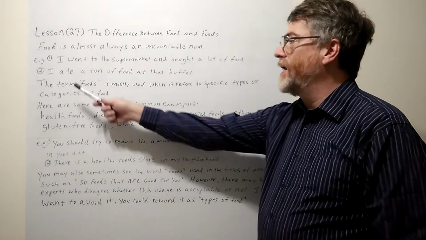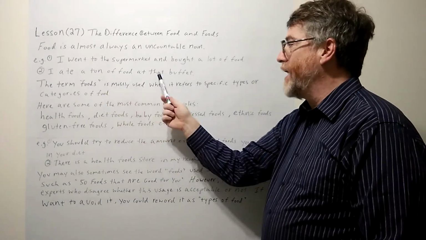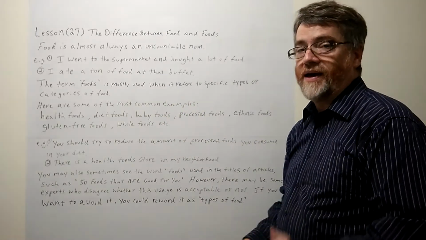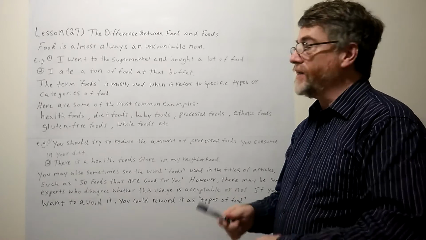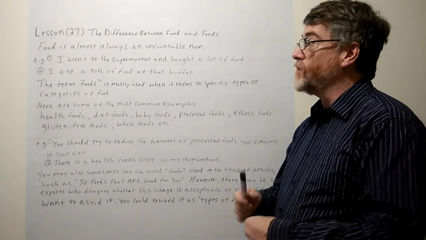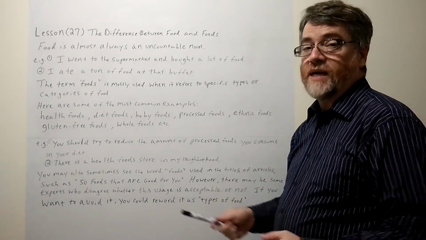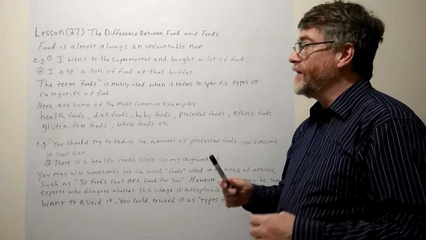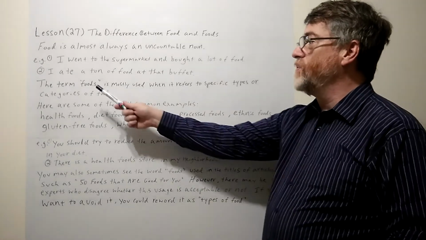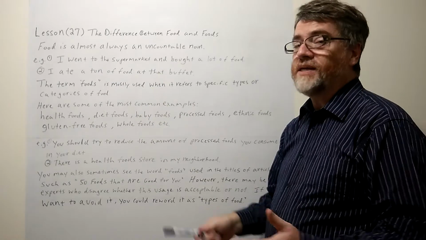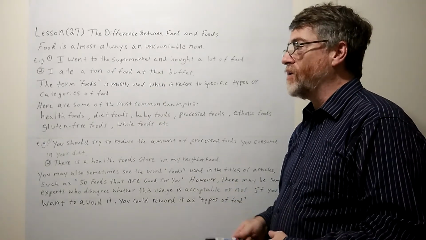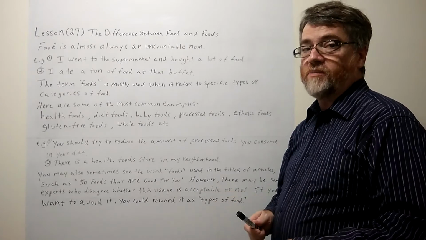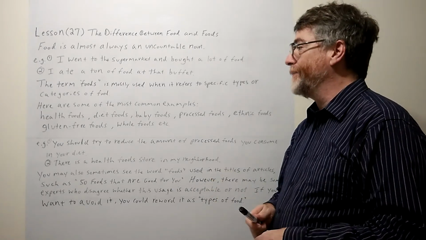Or here, I ate a ton of food at that buffet. Yeah, people like to pig out and eat many different types of food. They want to get their money's worth, so they eat many, many different types of food. But still, in this case, we just say food. I ate a ton of food. We don't say I ate a ton of foods. We definitely don't use it in that sense. So, again, the far majority of the time, food is an uncountable noun.